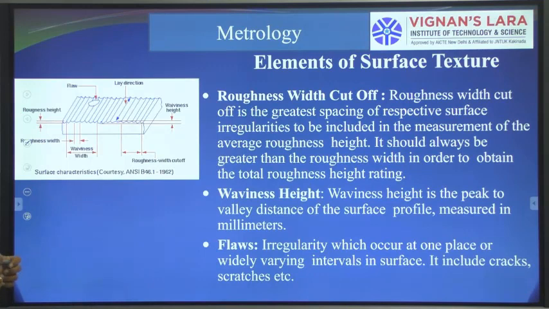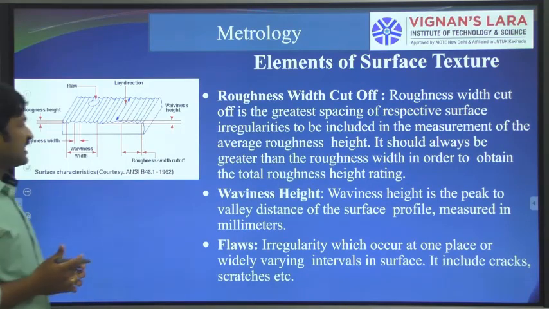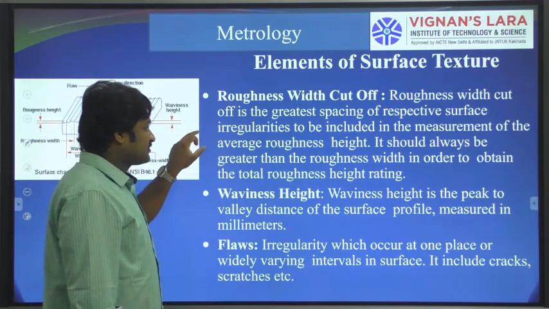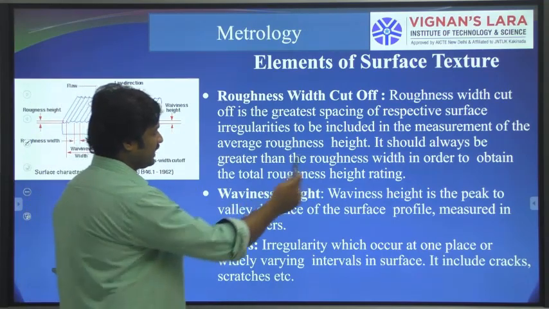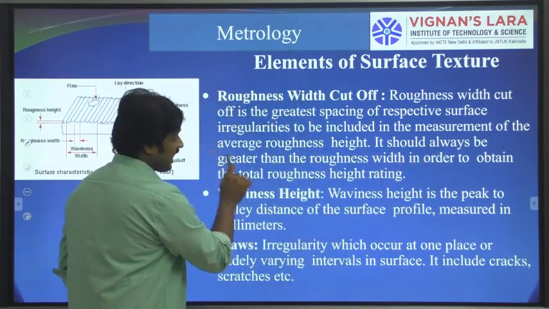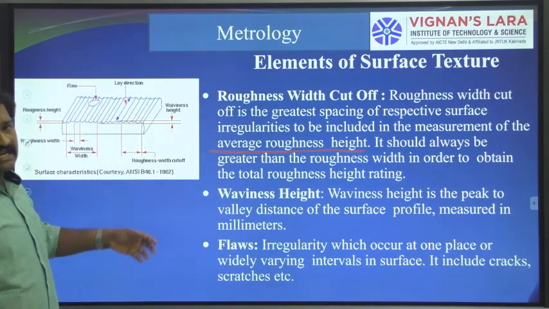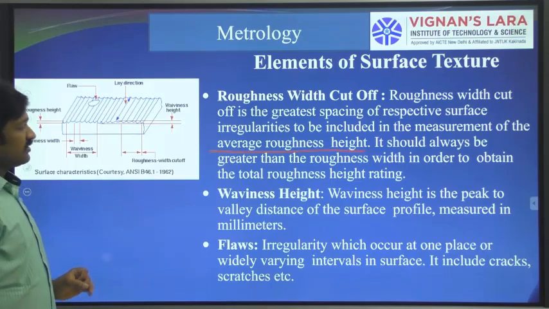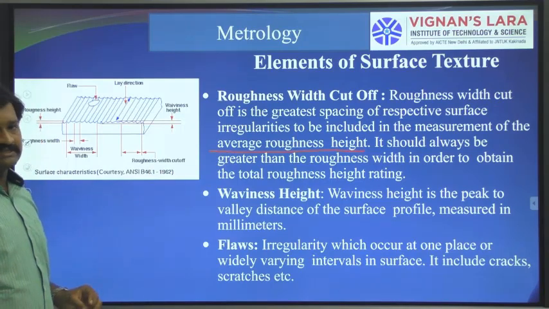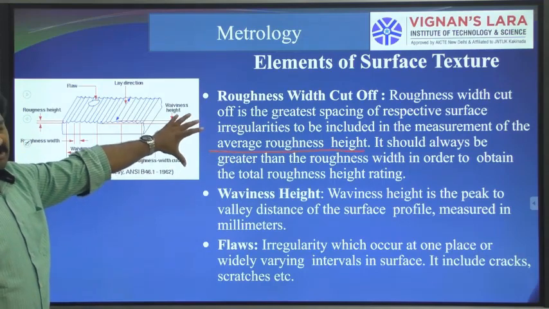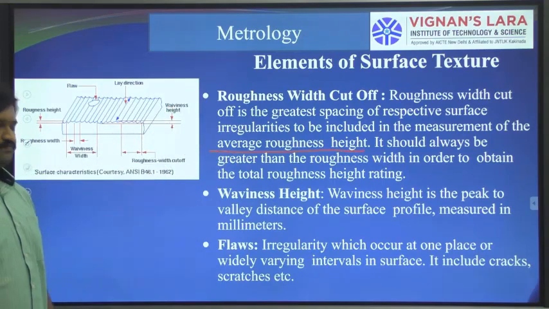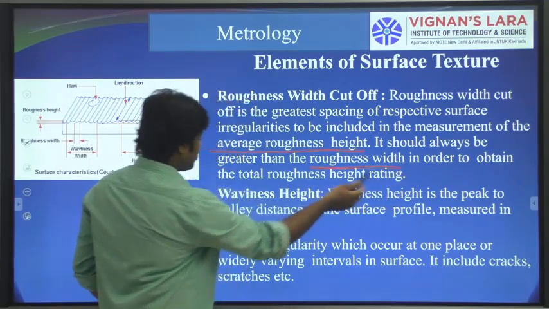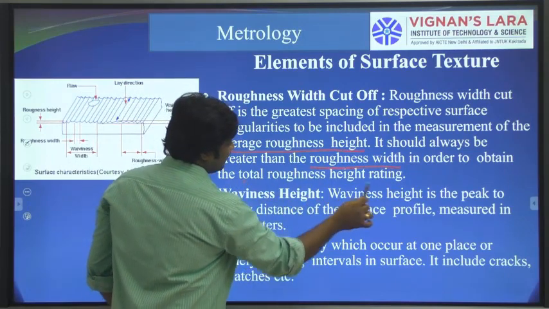Next, roughness width cutoff. Roughness width cutoff is the greatest spacing of respective surface irregularities to be included in the measurement of the average roughness height. For calculating the average roughness height, we are going to consider this roughness width cutoff. So the sampling length, the total length that we are going to consider, is based upon this, and that is called roughness width cutoff. It should always be greater than the roughness width in order to obtain the total roughness height rating.